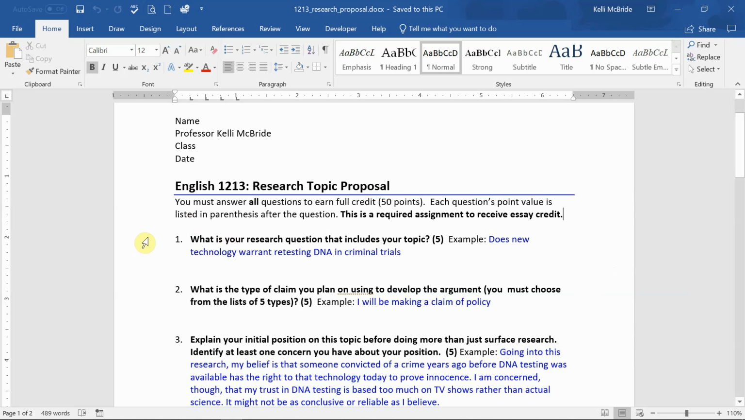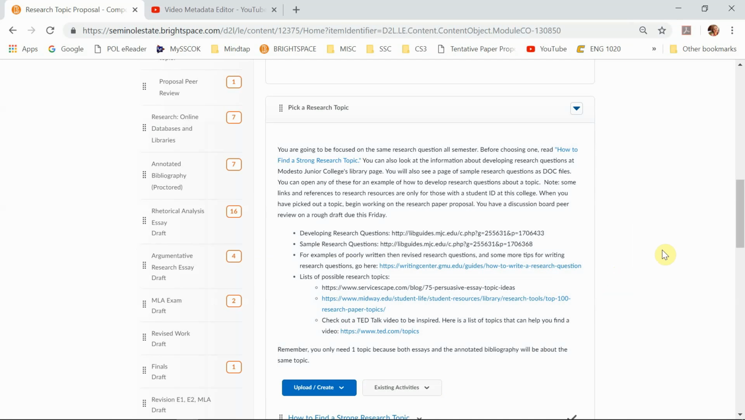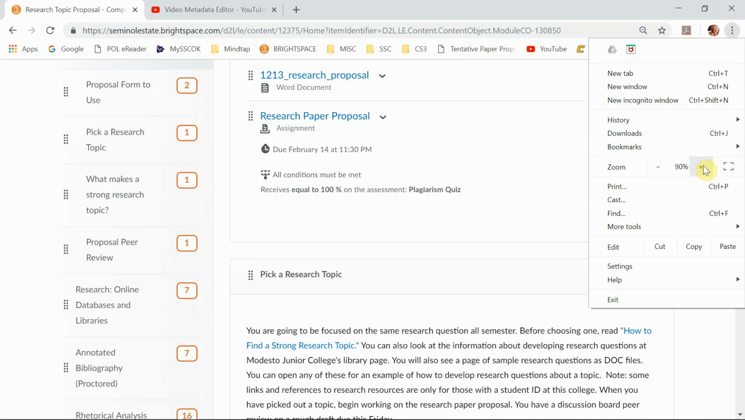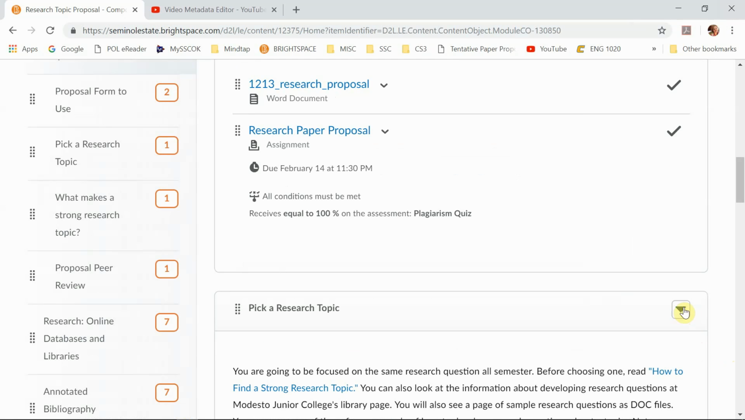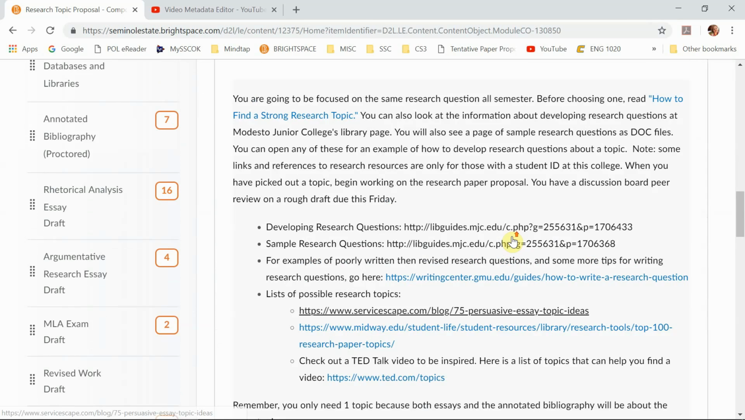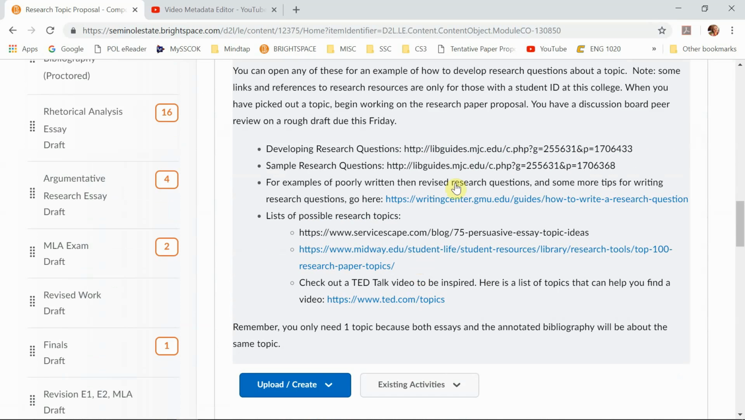The first question asks you to pose a research question that you will then research. And if we come back over here, under the research topic proposal module, you'll see, again, pick a research topic. We've been here before, but I said to kind of ignore the research question part at that point. Well, here's where you can go there.